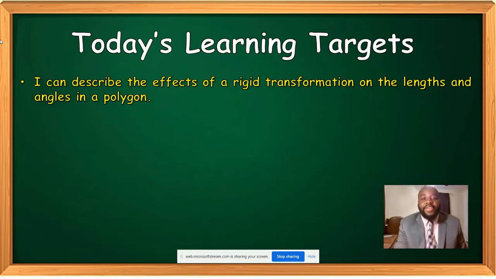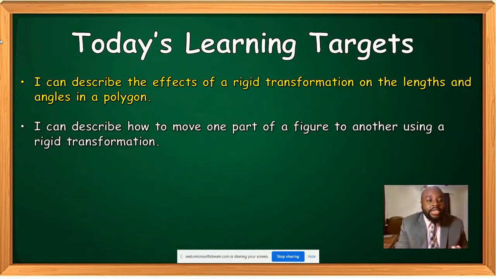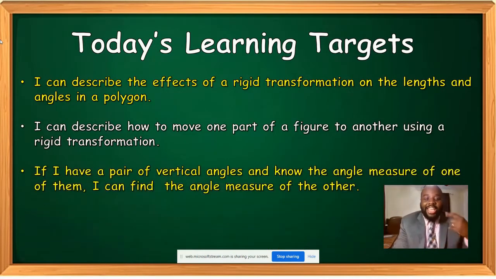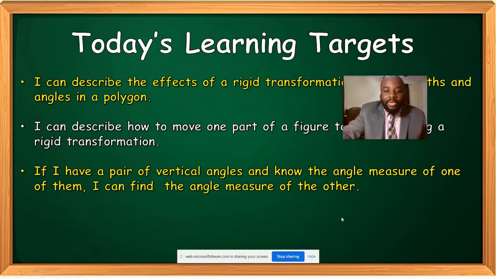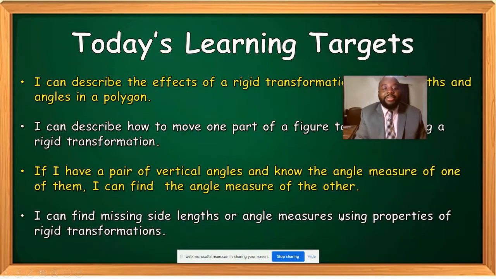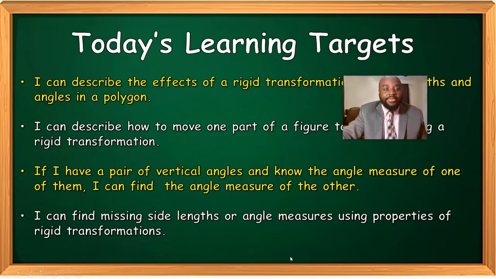So today's learning targets are as follows. I can describe the effects of a rigid transformation on the lengths and angles in a polygon. Remember that word, rigid transformation. I can describe how to move one part of a figure to another using rigid transformations. If I have a pair of vertical angles and know the angle measures of one of them, I can find the angle measures of the other. And the last one is I can find the missing side lengths or angle measures using properties of rigid transformations.